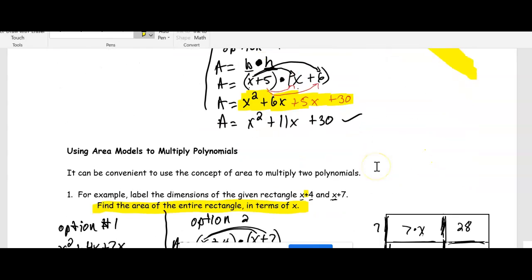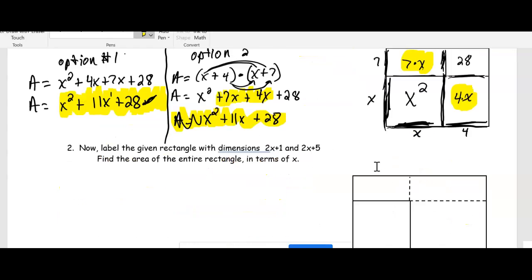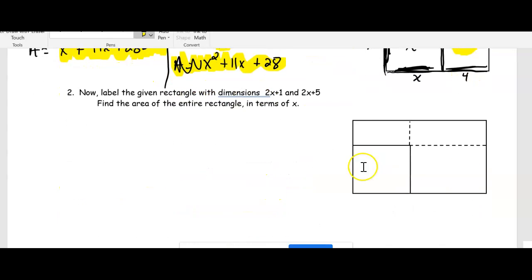All right, so now let's see if we can get this next one done. Number 2, let's start with this. See if we can label this rectangle. That's all I want you to do to start. Label the given rectangle with these dimensions and see what we think. How would we label that?